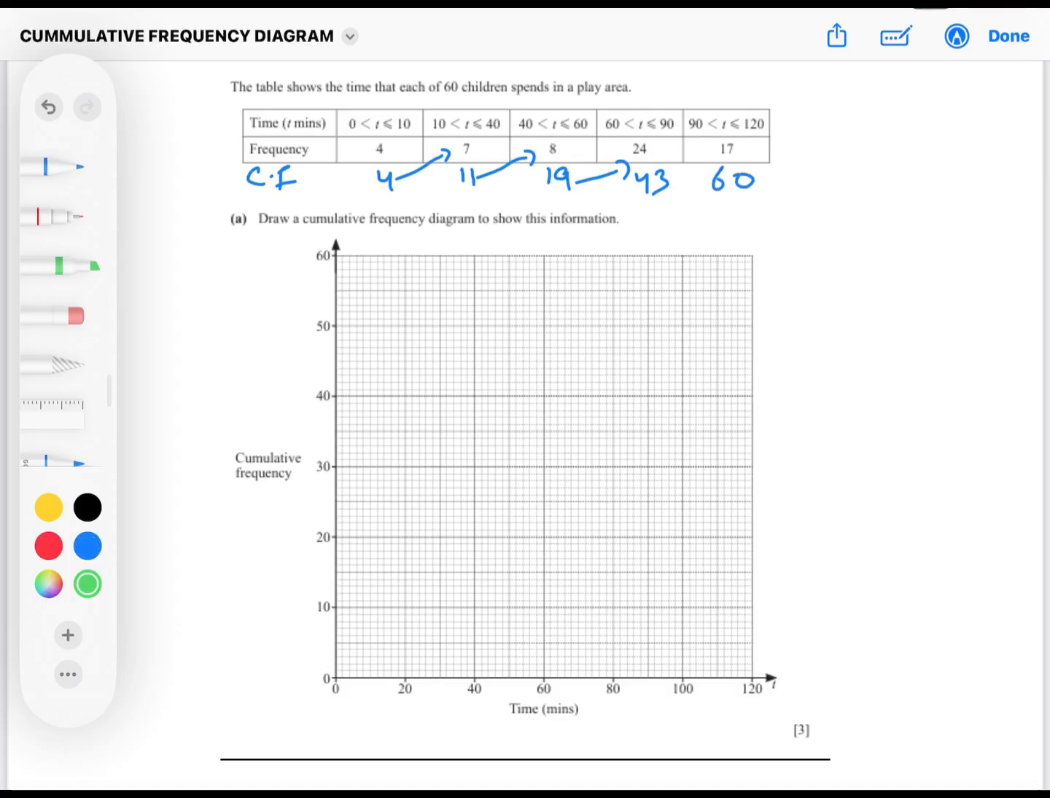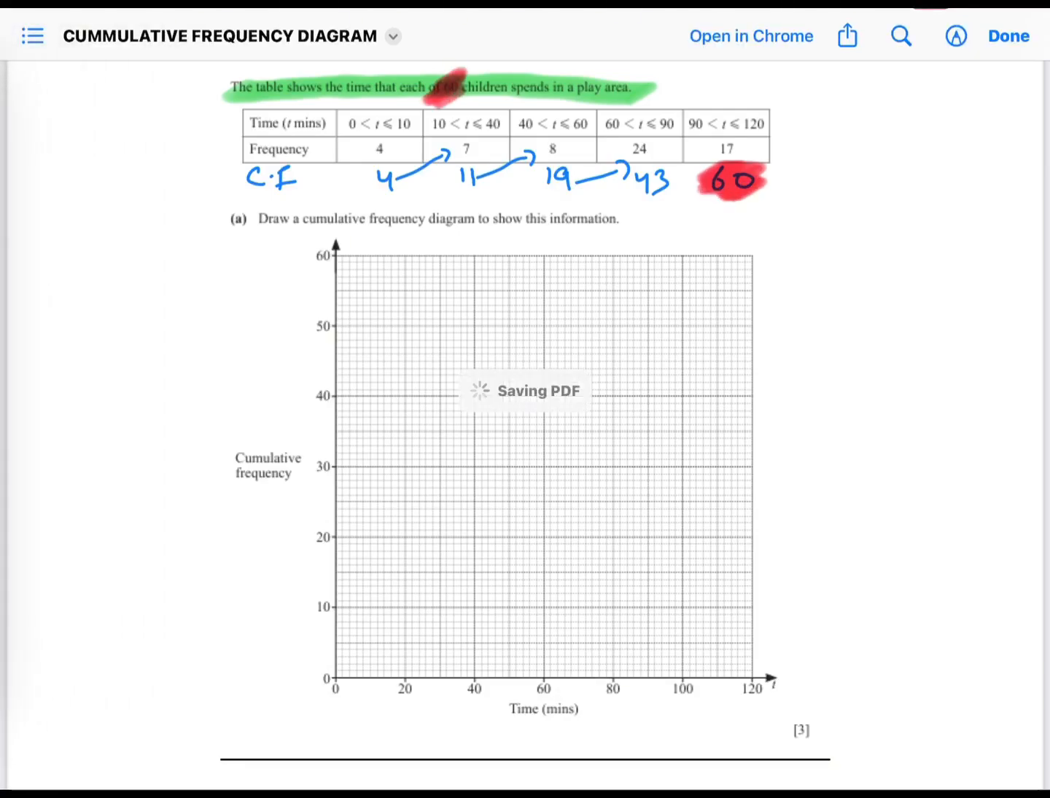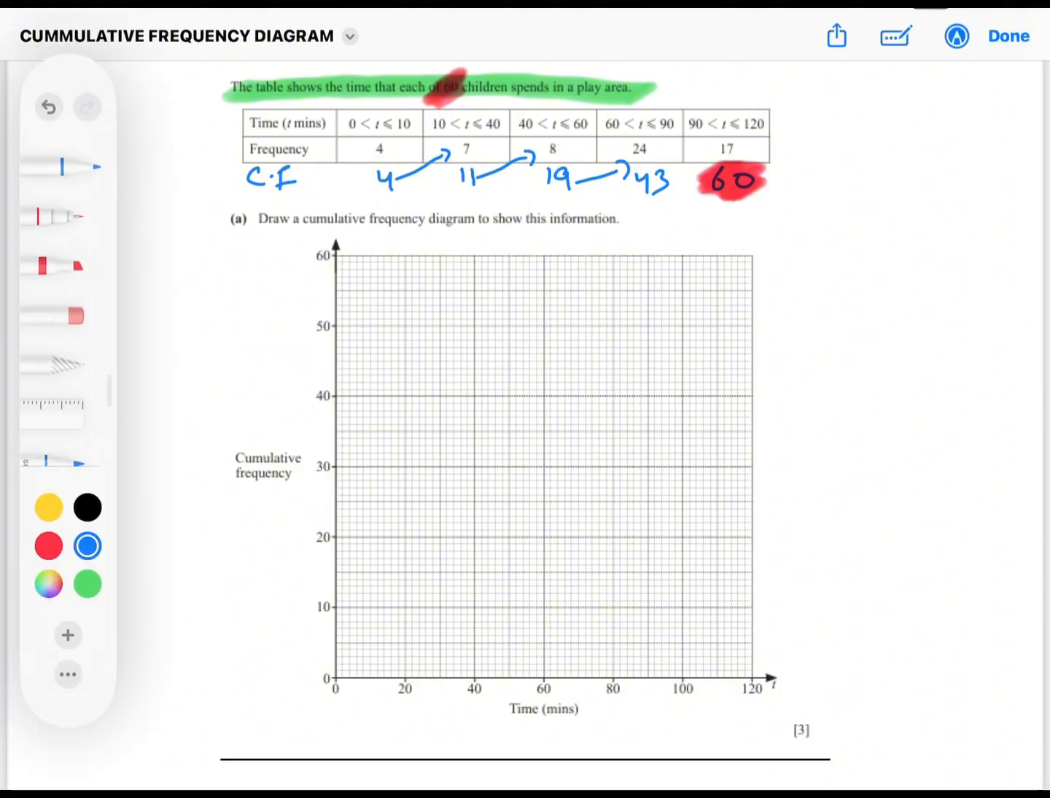And you can see that in the question the table shows the time that each of 60 children spent on the playground. 60. And again you can see the last value of the cumulative frequency is 60. As I told you, it will always be equal. Now we need to make the points. So first will always be 0 comma 0, and you can see that it's 10. So the point will be 10 comma 4. This will be 40 comma 11. If you write down these points, it will be easier for you, and you have to show these things.